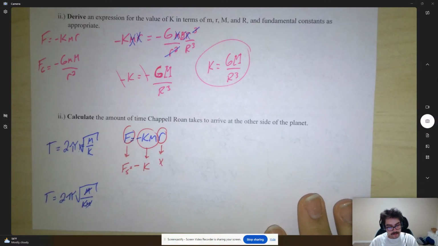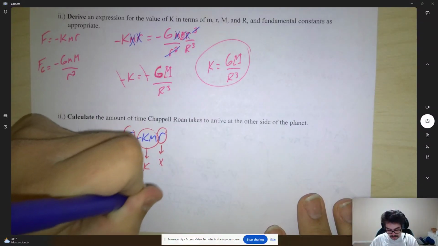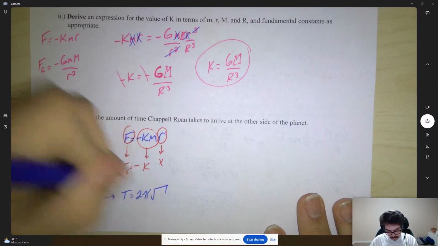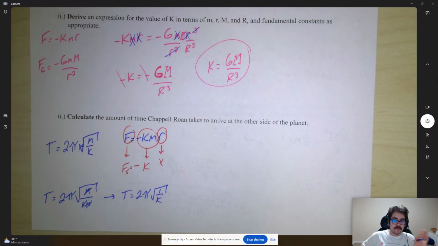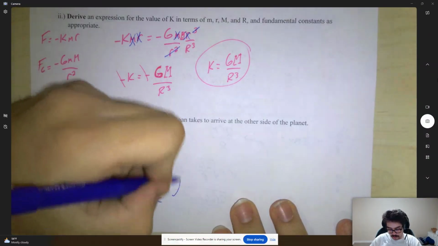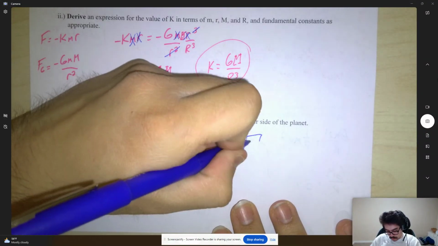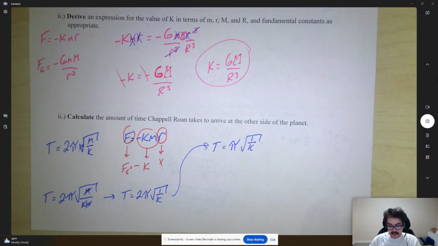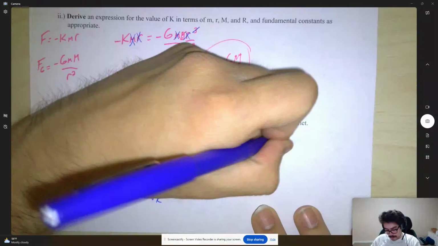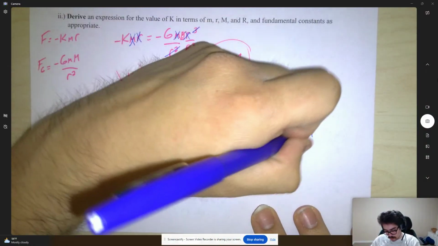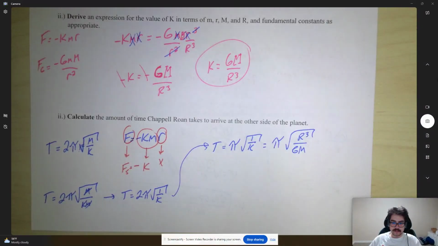And then m on top, m on bottom, and I'm left with T is equal to 2 pi times the root 1 over k. Now, I don't want the full period, I want the half period. So this is really just going to become T equals pi root 1 over k. And if I do 1 over k, that's just going to flip this. So this is going to turn into pi times the square root of R cubed over GM. And then you can plug in your values.